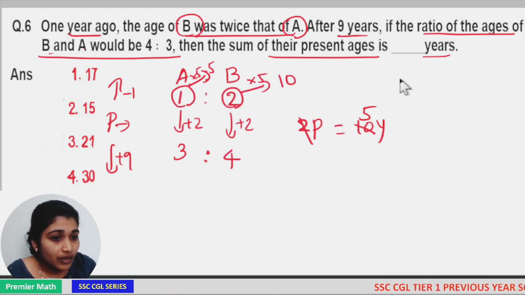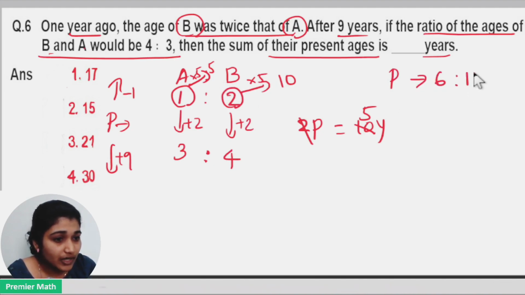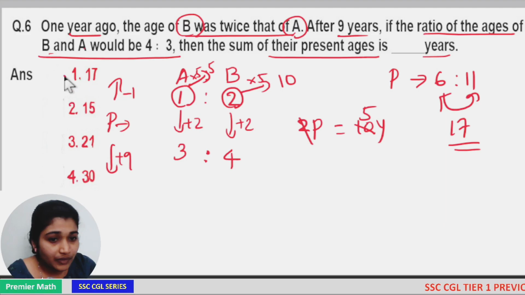So, present ages of A and B are 5 plus 1, 6 years for A, and 10 plus 1, 11 years for B. So, the total sum of present ages is equal to 17 years. Option 1 is your answer.